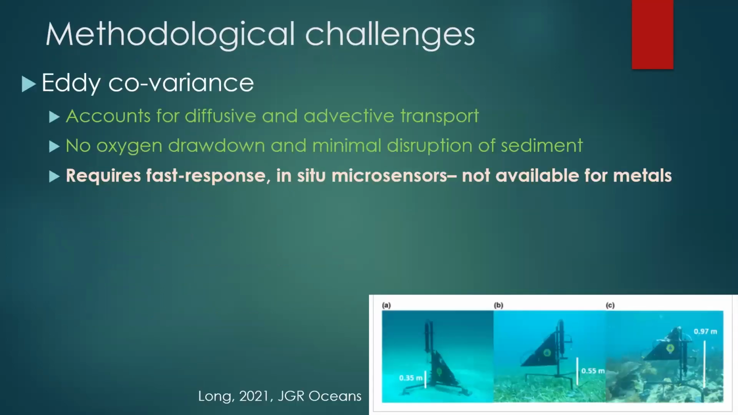Okay, then eddy covariance, a really great way to measure gas exchange like oxygen and carbon, but it requires fast response in situ microsensors, which we don't really have for metals.